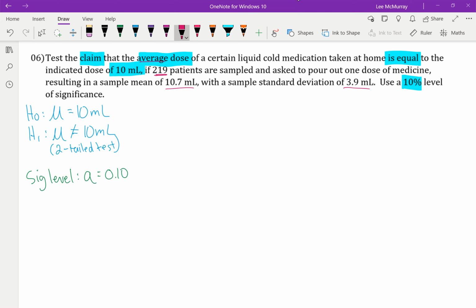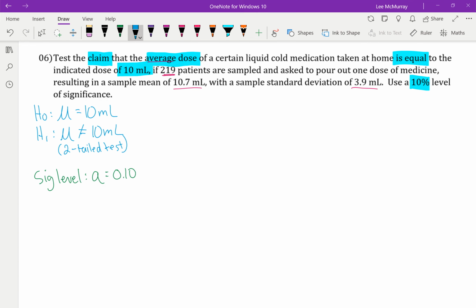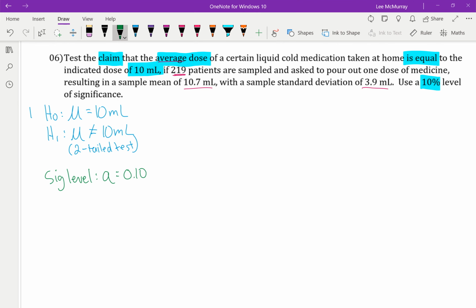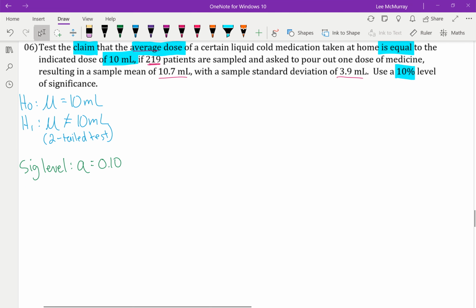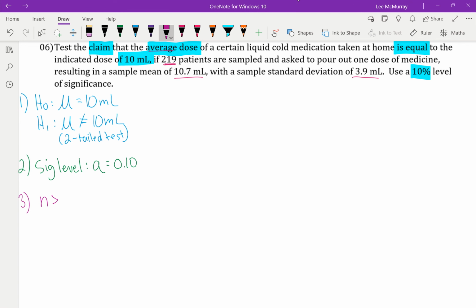Okay, so for our test statistic, let's number these again: 1, 2, 3. Again, we're going to say because n is greater than or equal to 30, we're going to use the z test, or z distribution, however you want to say it.